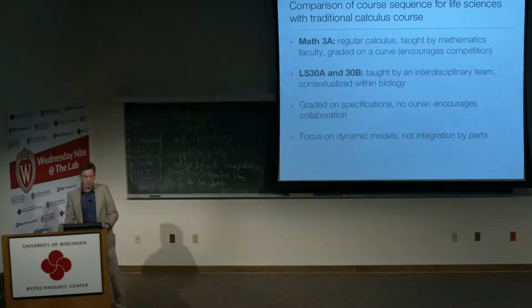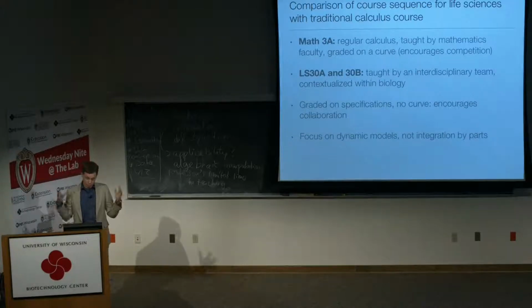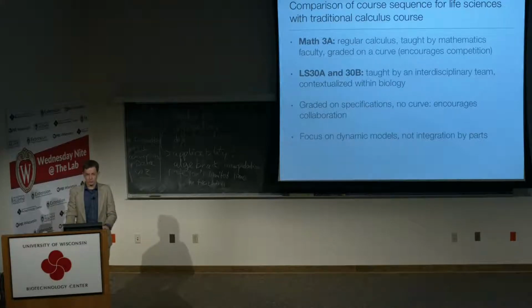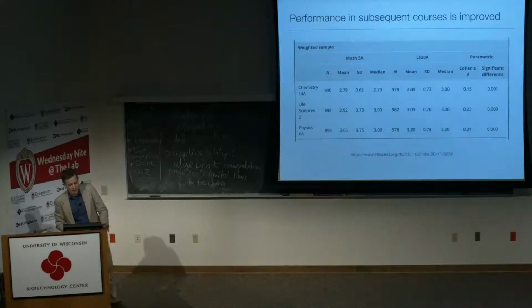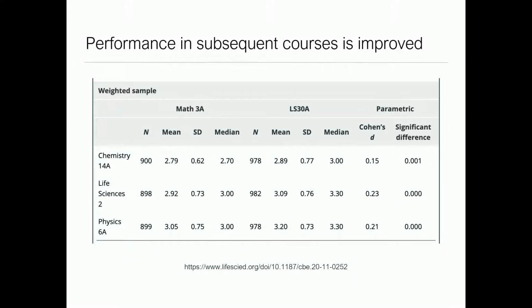Then they published a relatively large-scale paper, with a data set, just in December of last year. They asked several questions and measured different things. But one of the things I found most interesting was the effect of taking the redesigned course. They compared students who took the redesigned math for life science course with students who took Math 3A, and they looked at their performance in later courses that they took afterwards.